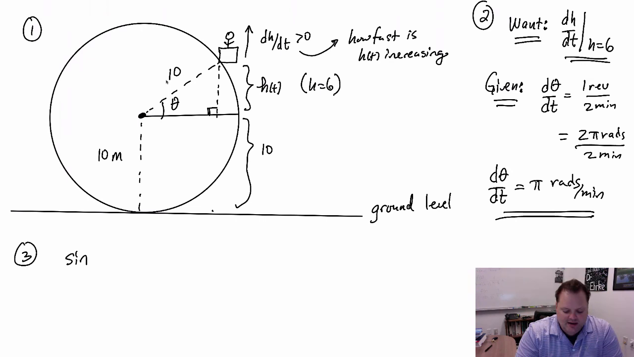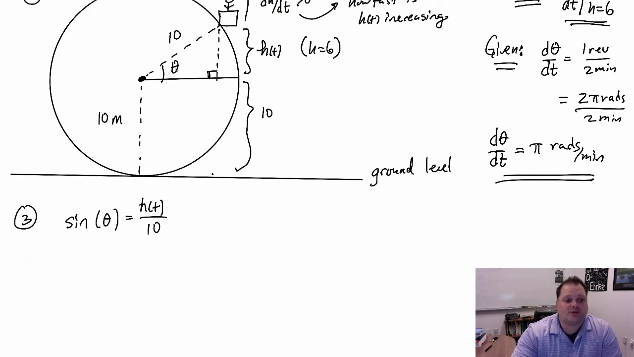So the sine of theta is equal to the opposite over the hypotenuse. So I have something which relates theta and h. And once again, this theta is changing over time.